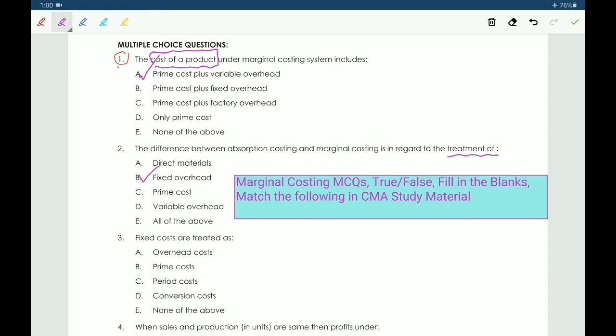Next, third one, fixed costs are treated as. Option A, overhead cost. B, prime cost. C, period cost. D, conversion cost. E, none of the above. So the answer is already discussed. Fixed costs are treated as period cost.